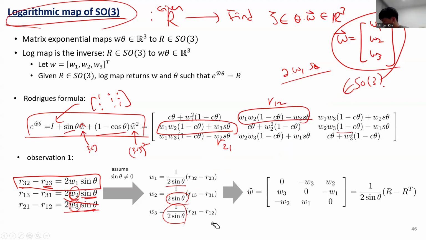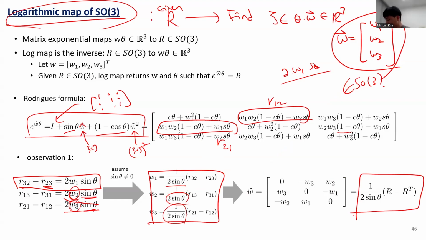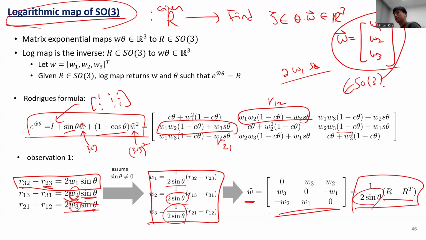So, and this one can be rewritten as actually this one. Yeah, so let me start it again. So omega hat can be actually rewritten as rotation minus rotation transpose divided by 2 sine theta. Okay, this matrix. You can just try it. Okay.